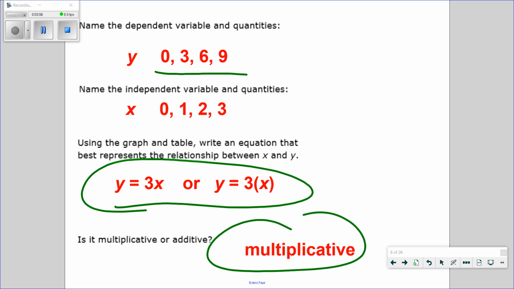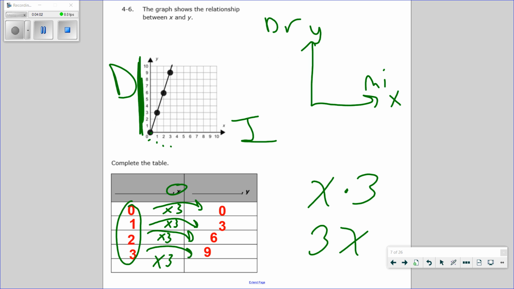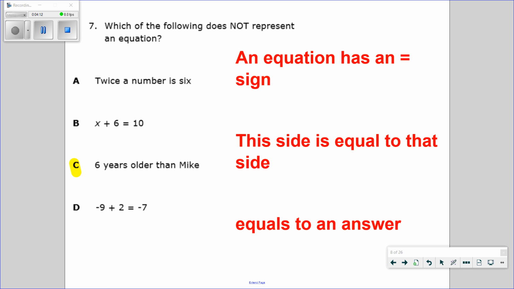So again, for the test, you need to know where is dependent. Dependent is always the y-axis, the independent, the x-axis. You need to write an equation. So when you get a table, draw an arrow from x to y, from left to right, and then find a relationship. It's either adding or multiplying, and then write the equation.